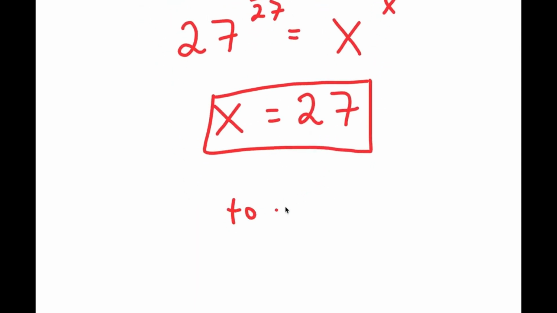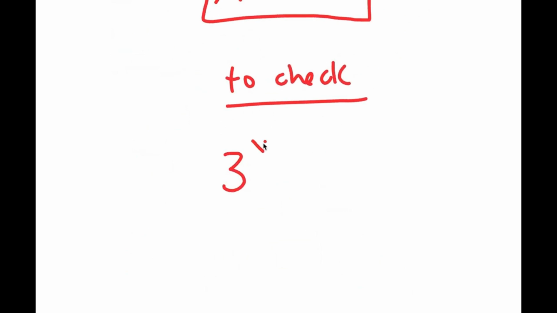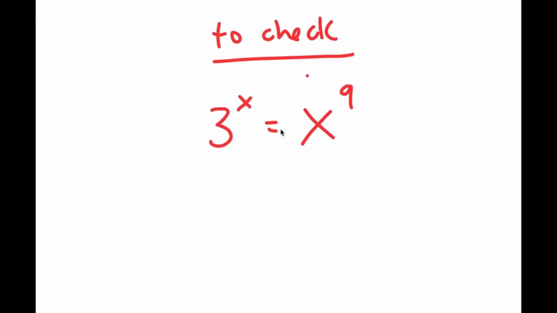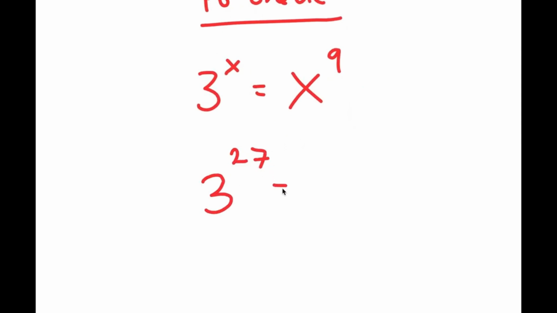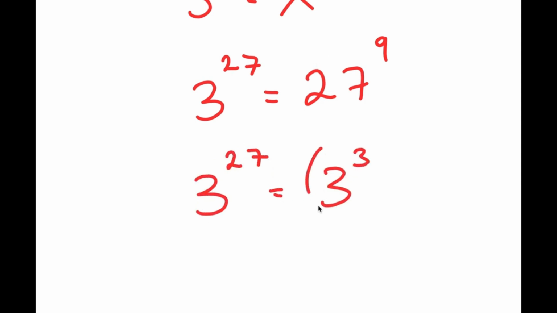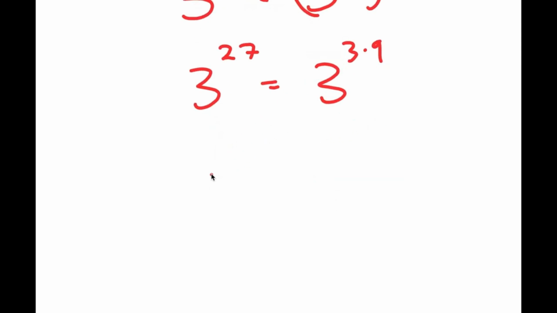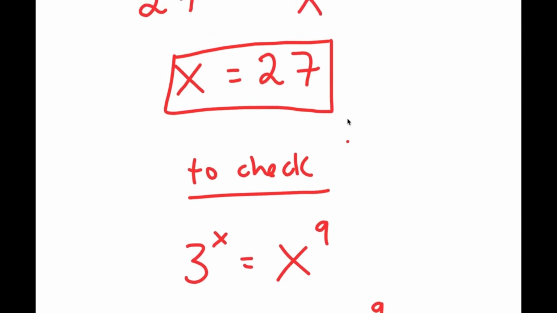So now to check, I can plug this into my equation. 3 to the power of x is equal to x to the power of 9. X is equal to 27, so I get 3 to the power of 27 is equal to 27 to the power of 9. And 27 is the same thing as 3 to the power of 3. So I get 3 to the power of 27 is equal to 3 to the power of 3 to the power of 9, which is equal to 3 to the power of 3 times 9. And 3 times 9 is 27, so I get 3 to the power of 27 is equal to 3 to the power of 27. And this is right, so my solution over here is right as well.